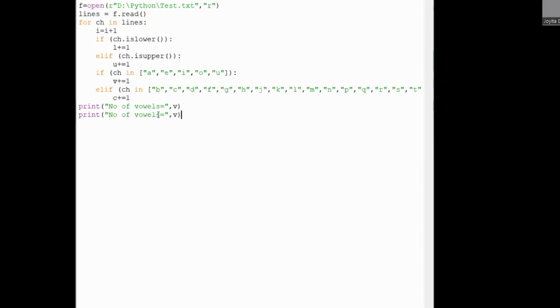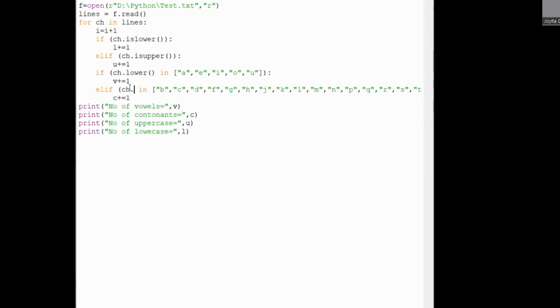Then I can always give number of consonants as C. Then I can have number of uppercase as U, and number of lowercase is L. Okay, and when I'm doing these, okay, ch dot lower in, or ch dot lower. Okay, so if I do this, it will convert it into lower.